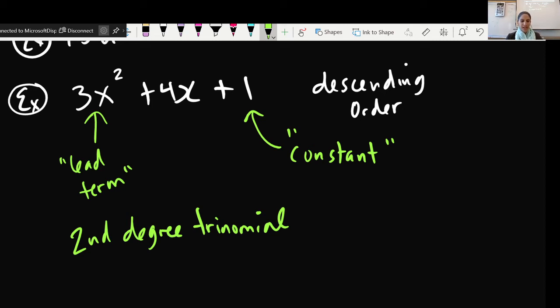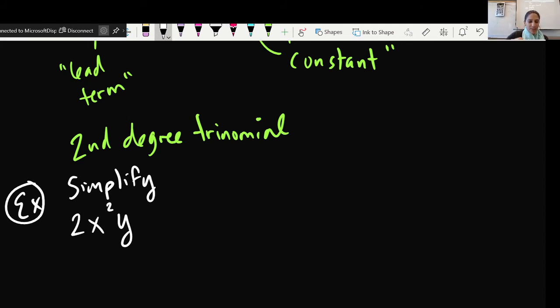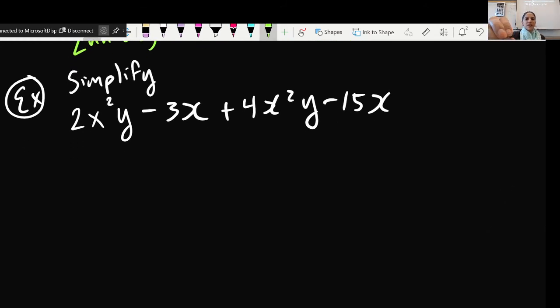The only other thing that I can say about this is if we have an example, well, why don't I just show you? If we have an example like this and we want to simplify, we have 2x squared y minus 3x, and I do want you to try this one on your own, 4x squared y minus 15x. First of all, in order to simplify, we look for something called like terms. Do we know what like terms are?